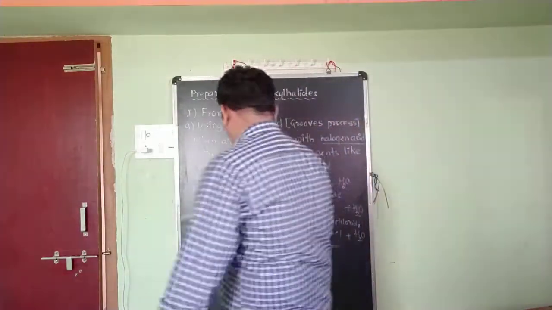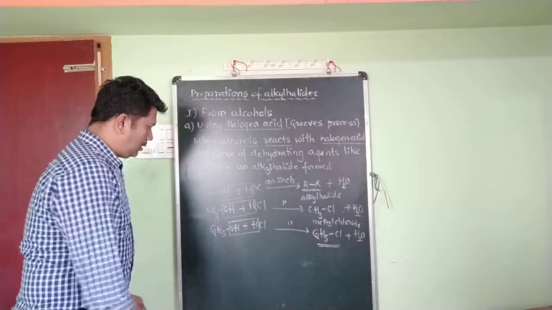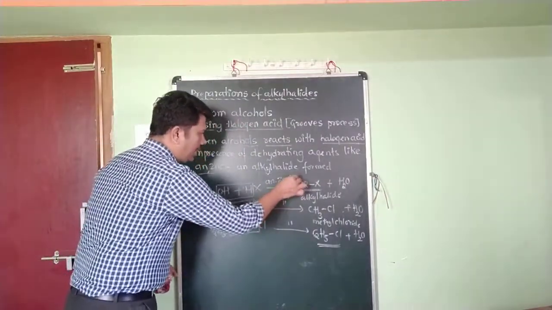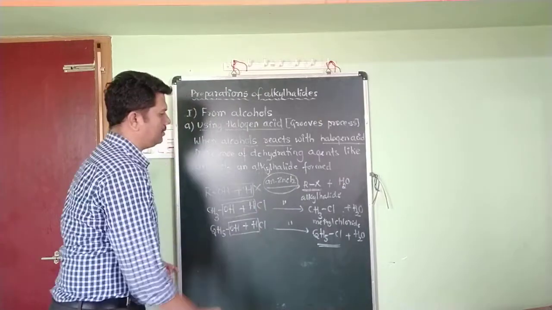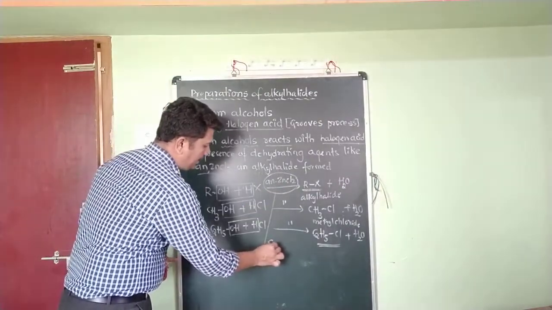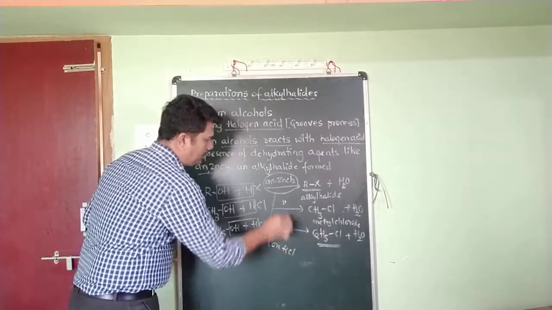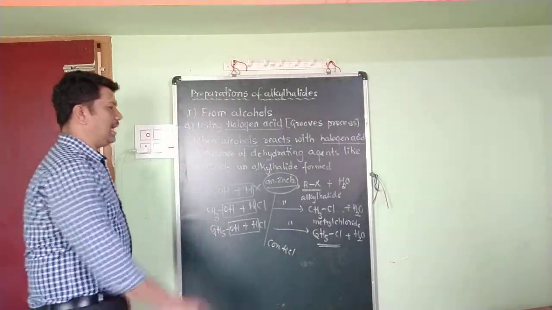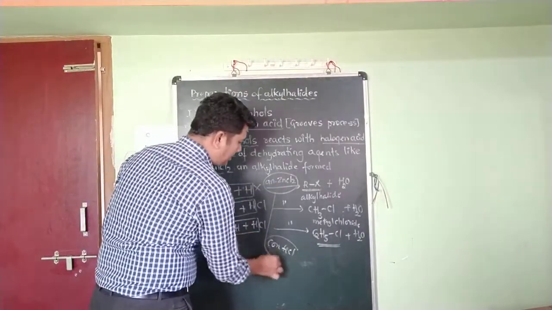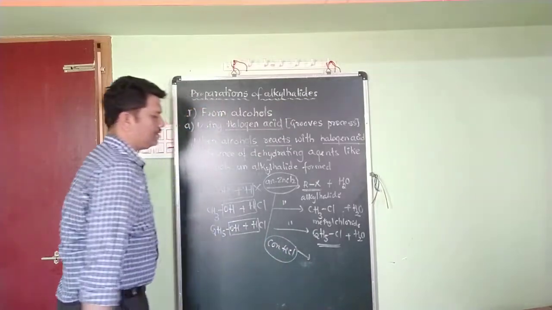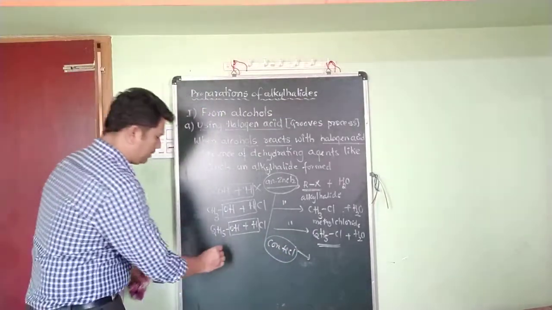And here I'll give one note. The mixture of anhydrous zinc chloride and concentrated HCl is called Lucas reagent.